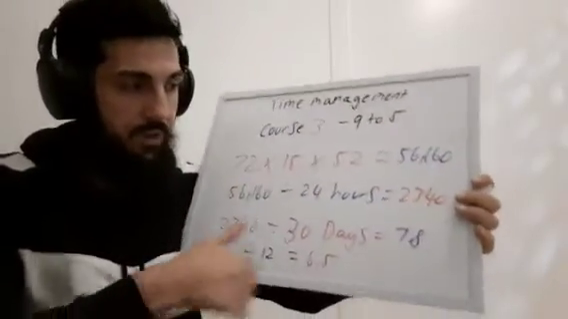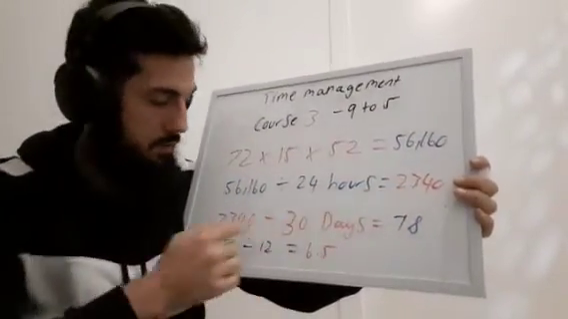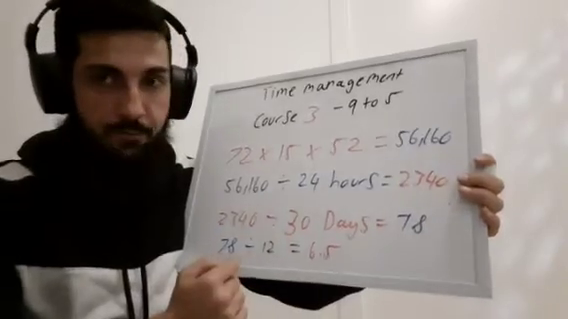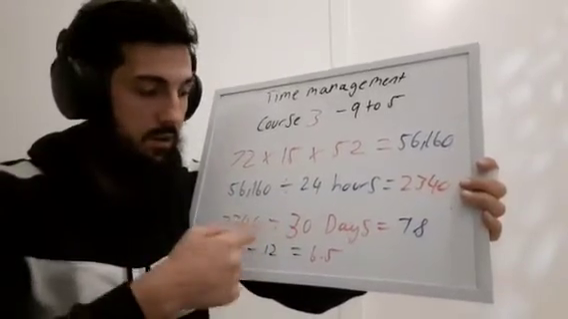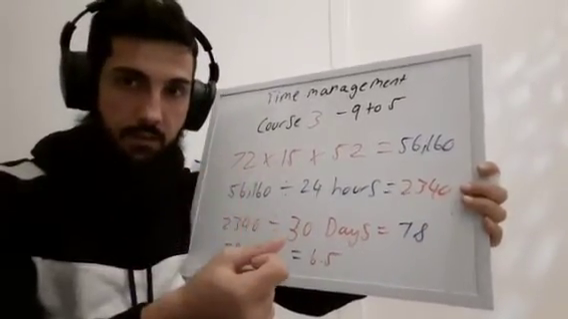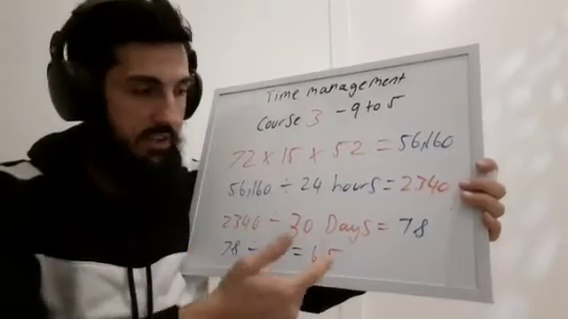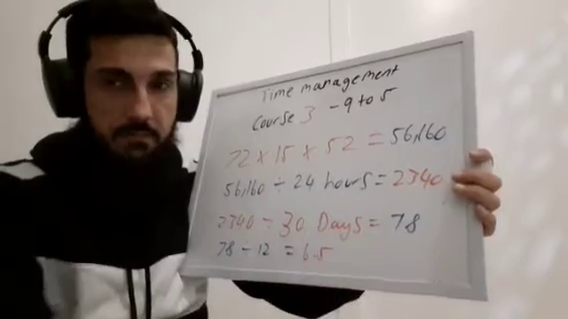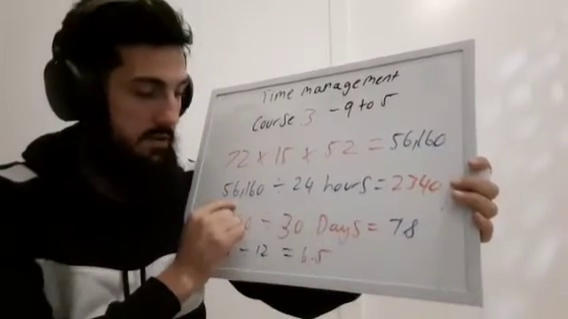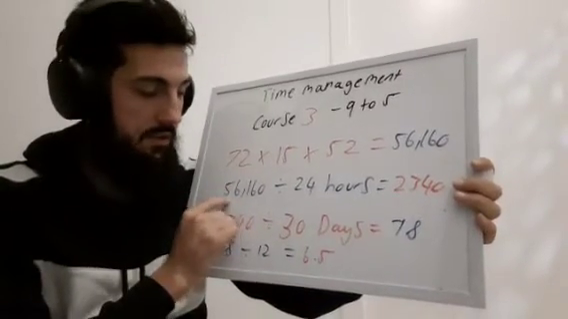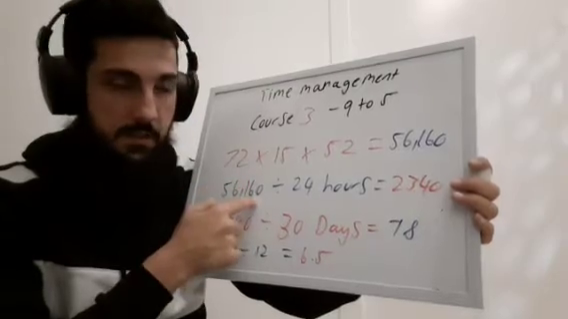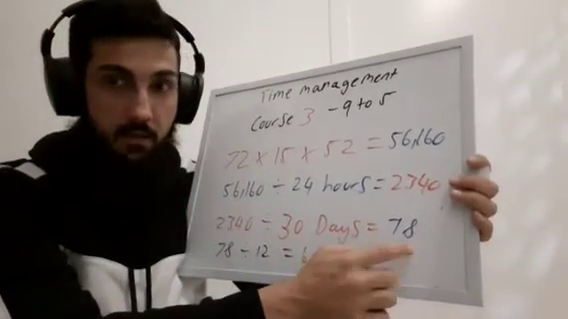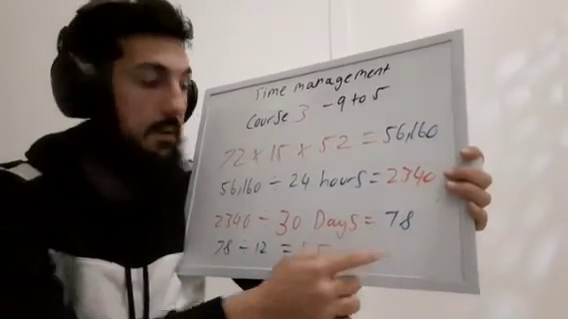And then what we do is we get the days number, and we're going to divide it by 30. Why? So we can get the month number. Once we get the month number, we're going to get 78 months. So this right here is 56,160 in hours, although in months, it's 78 months.